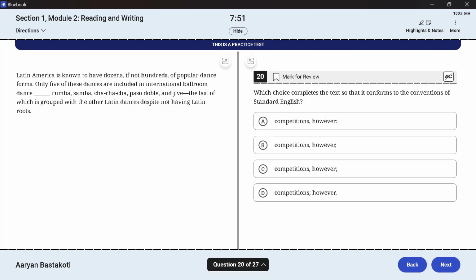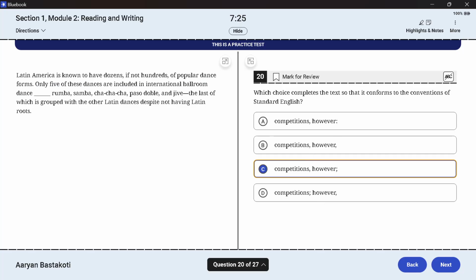Latin America is known to have a dozen, if not hundreds, of popular dance forms. Only five of these dances are included in the international ballroom dance competitions. However, only five. This sentence seems to include "however," so it has to be one of these. This can't be the right answer.